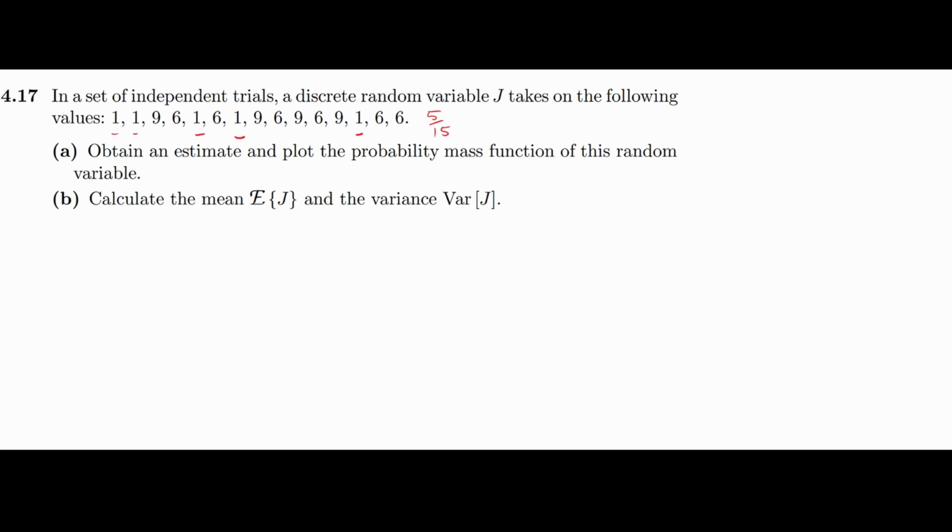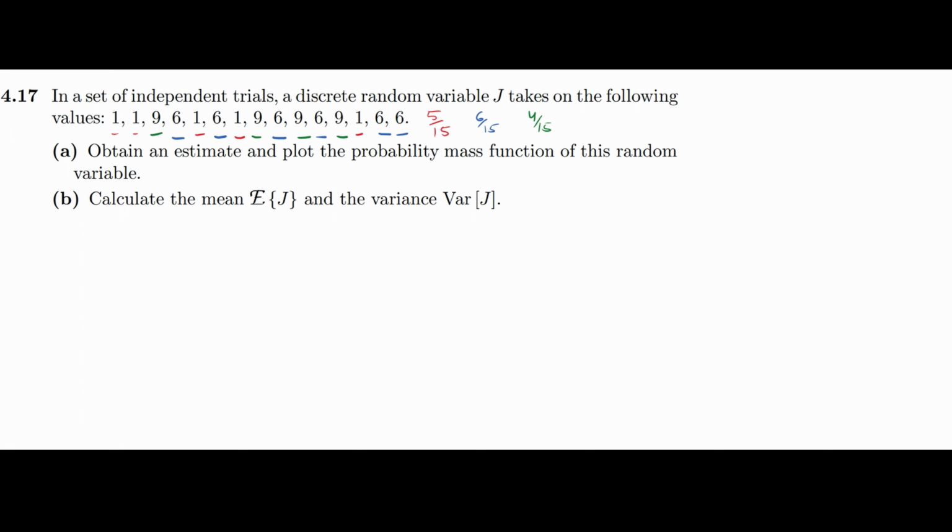Now let's look at our 6s. We have 1, 2, 3, 4, 5, 6. So we have 6 out of 15. And just by counting them up, if we have 11 here, 5, 6, that means we're going to have 4 over 15 for our 9s, and we can go through and mark each of them. So those are our values there.